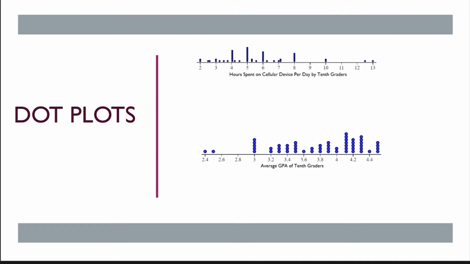Here are the two dot plots of my data, the top one of cellular device hours and the bottom one of GPA of 10th graders. As you see, the majority of the data is around the 4, 5, and 6 hour mark, but we have a couple outliers near the 12.5 and 13 hour mark. And then the average GPA of 10th graders is pretty evenly spread around here, with a couple lower ones at 2.4 and 2.5.